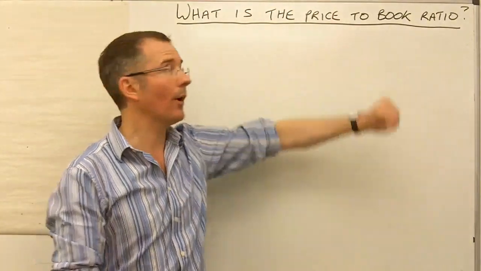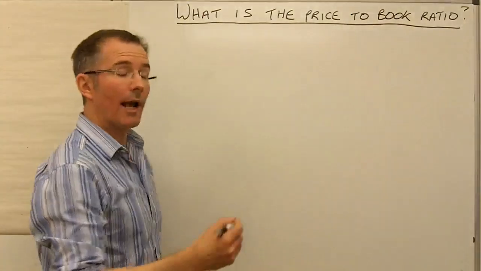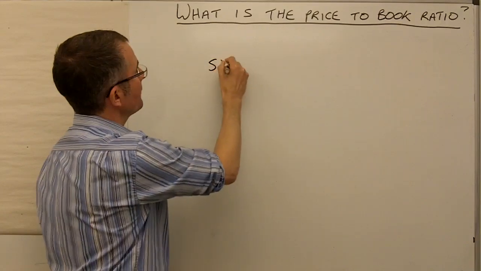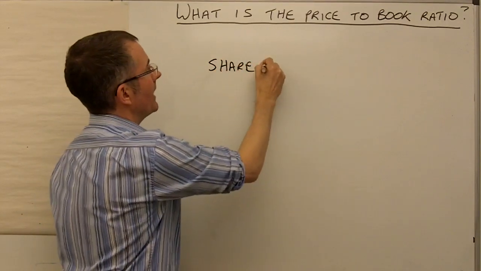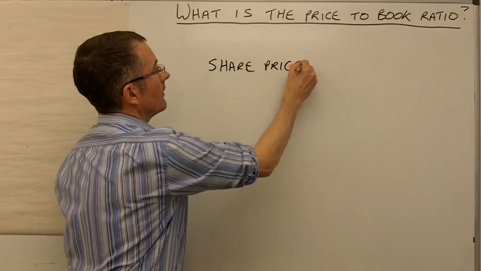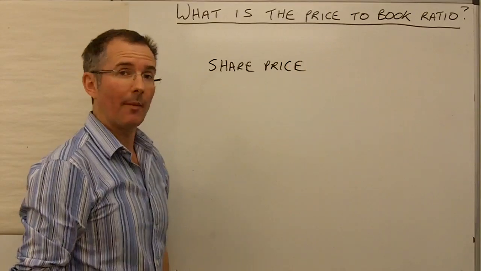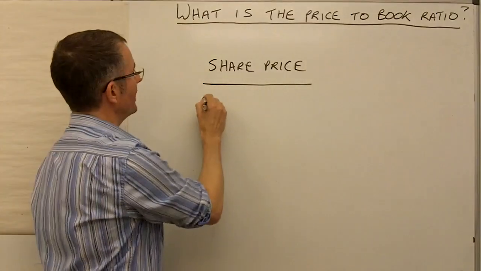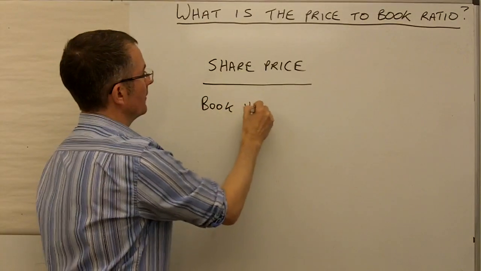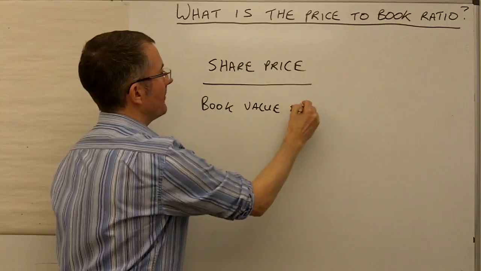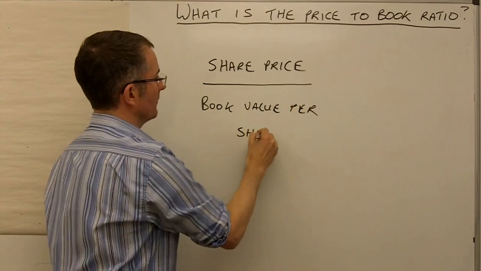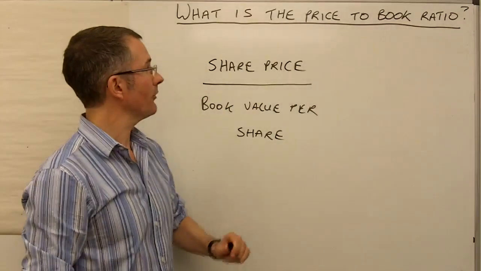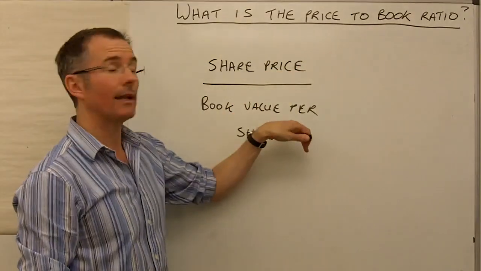How does it work? Well, in simple terms, the way you would calculate it is you would take the current share price, that's the one that's available every day from a Bloomberg terminal or perhaps the FT, and you'd compare that to something called the book value per share. And the answer will be a number, it'll be a multiple. So this will be some multiple of that, let's say.